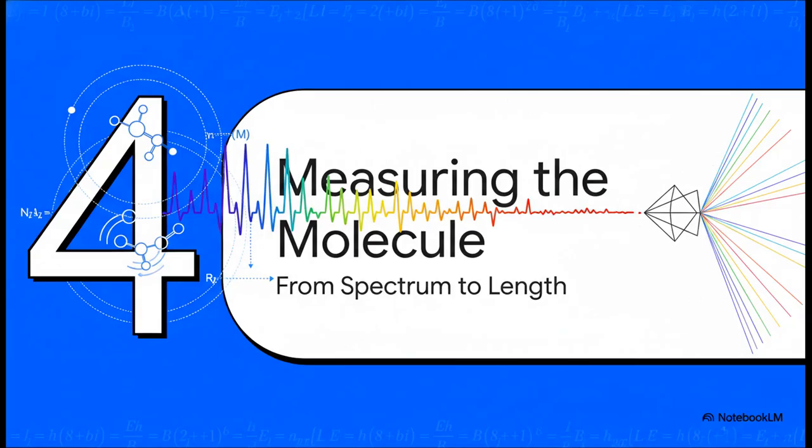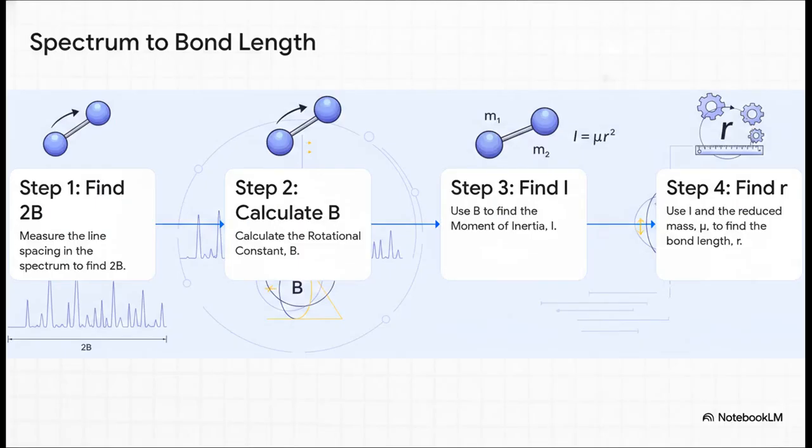Okay, we now have all the tools we need. We get the conditions, we have the model, we understand the rules, and we even know why the lines have different heights. So let's put it all together and see how we can take a real spectrum and do something incredible. Turn light into length. It's really just a beautifully logical four-step recipe.